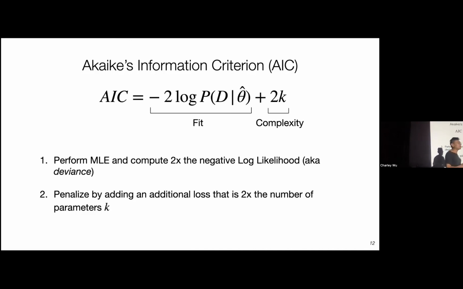So this is capturing how well the model fits the data. You also want to penalize for complexity. And we do this by adding an additional loss term that is 2 times the number of parameters in the model, K. K is just the number of parameters. So does anyone remember how many parameters our Q-learning model has from earlier?